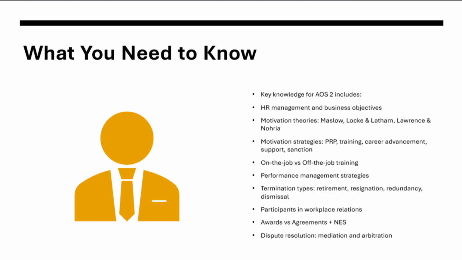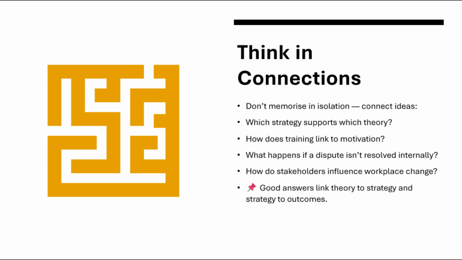And finally, we explored dispute resolution processes, particularly mediation, which involves a neutral third party helping both sides reach a solution, and arbitration, which is a formal, legally binding decision usually made by the Fair Work Commission when mediation fails. That's the content side. But now let's talk about how to succeed when it comes time to show what you know. Part 2, Connecting the dots.